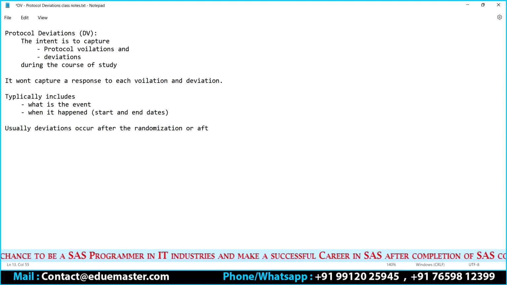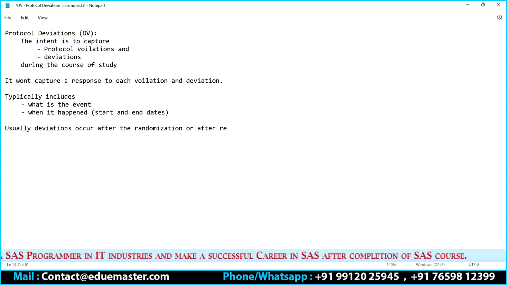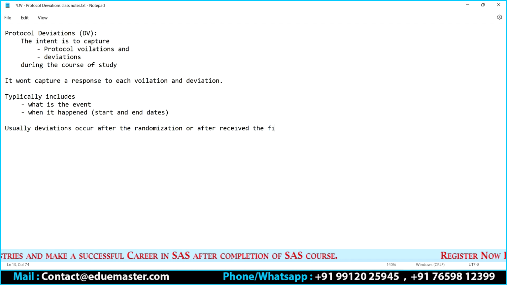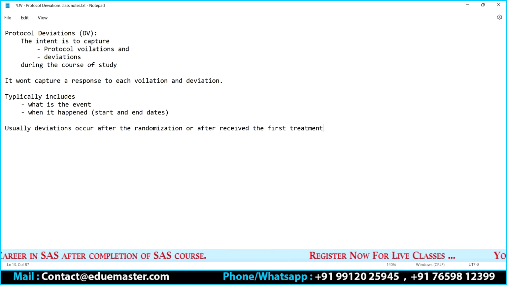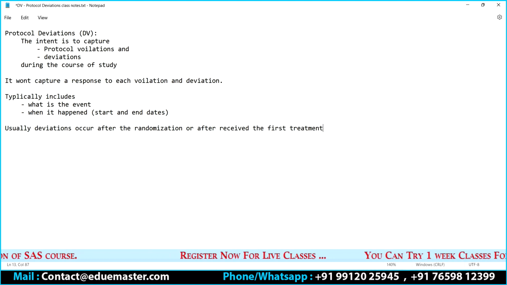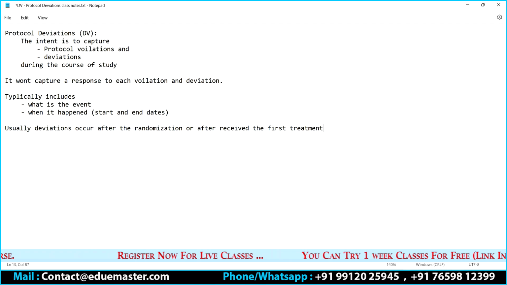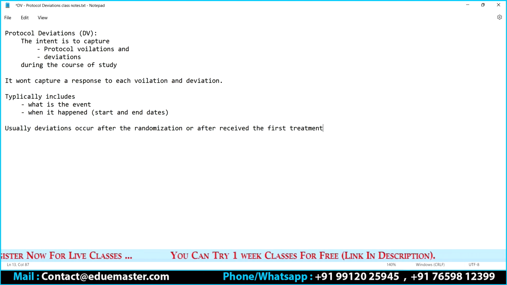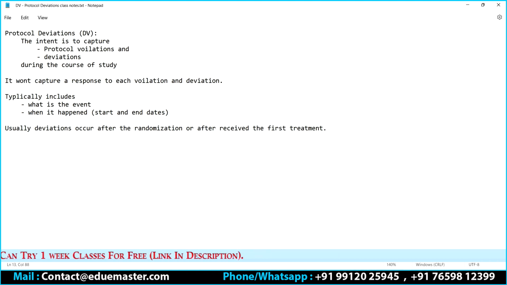or after receiving the first treatment. Because after you receive the treatment, you may have, let's say, some headache, nausea, or vomiting sensation. The moment you get it, you tend to take pills to compensate. But let's say your protocol says you are not supposed to take the pill, and you take it. What does that mean? The deviation, the violation, happened.